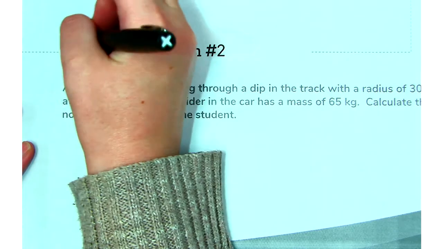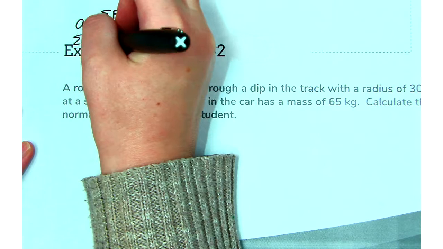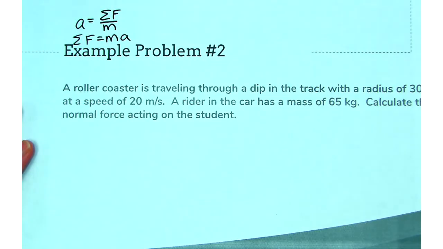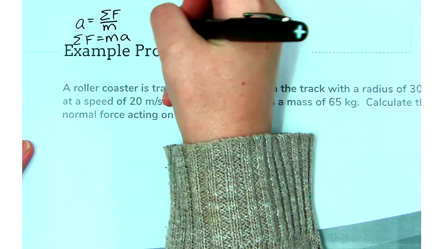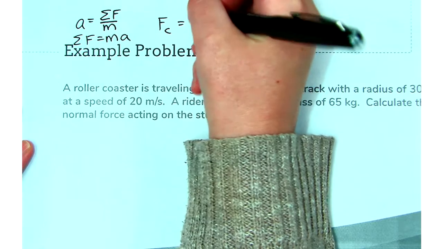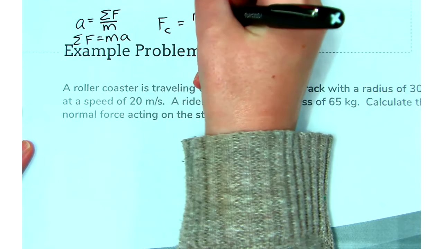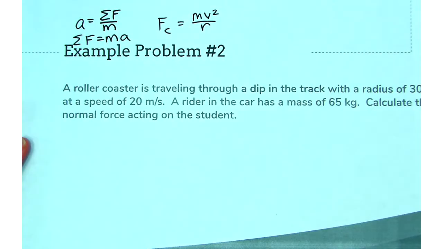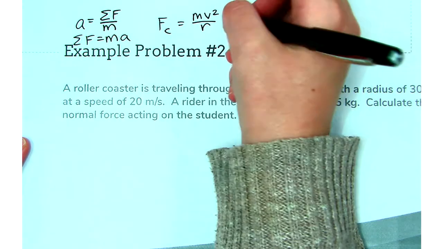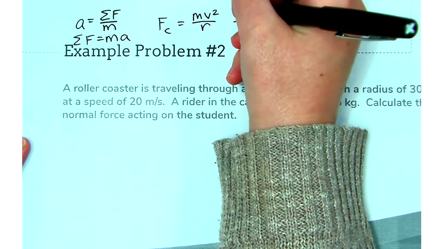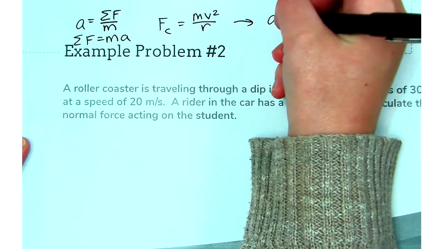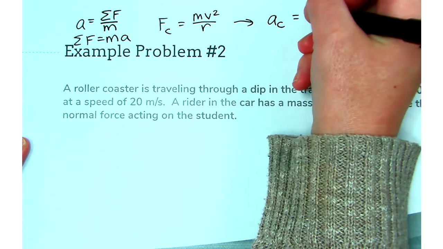Sometimes said like this, force equals ma. And we're also going to use this one, that the centripetal force is mv squared over r. I need to check, it may be stated instead on your equation sheet like this, that the centripetal acceleration is v squared over r.